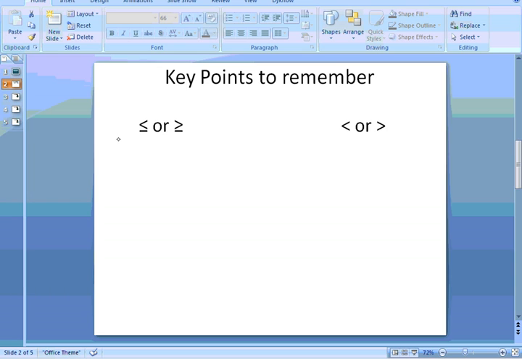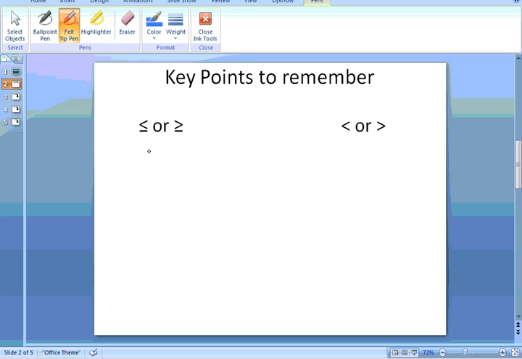Things to remember. When we have the equal sign, this is going to be a solid line on our graph. If it does not have an equal sign, it is going to be a dashed line.